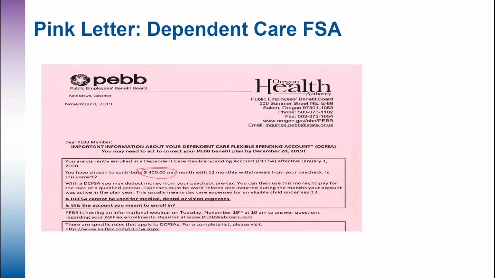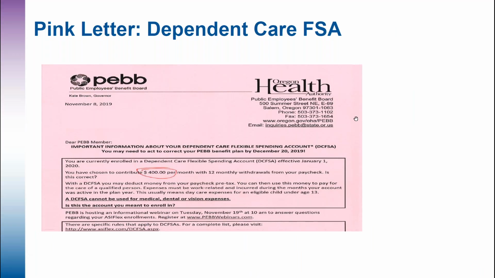Dependent care FSA, again, this is daycare costs for your kids that are age 13 and younger. So really take a look at this. This dependent care FSA does not cover any medical, dental, or vision expenses for your kids. So if you enrolled in this and you don't have any kids that are age 13 or younger, you enrolled in the wrong FSA. So pay attention to this letter when it comes in.